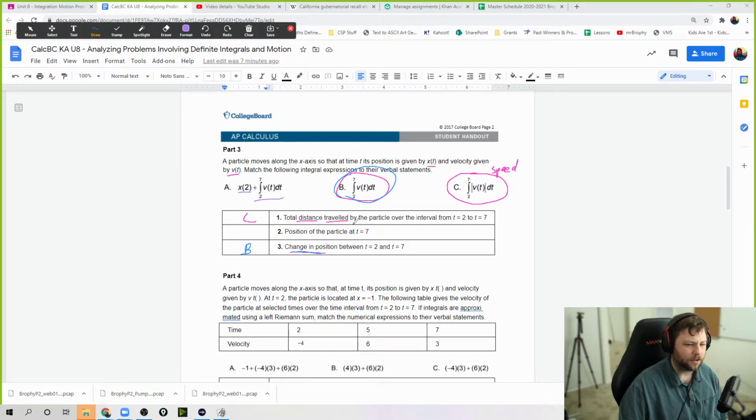Wait, these are ones that I made above. This is going to be A right here. The position of the particle at time 7 is your initial position plus this integral. Let's say I knew x of 2. All right?